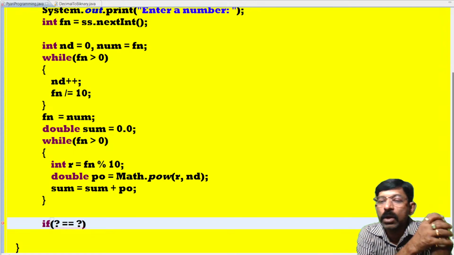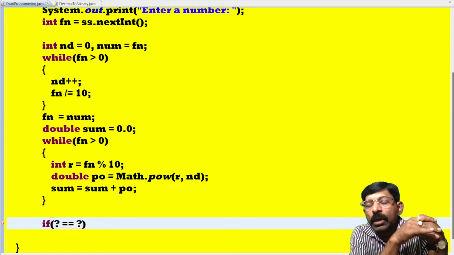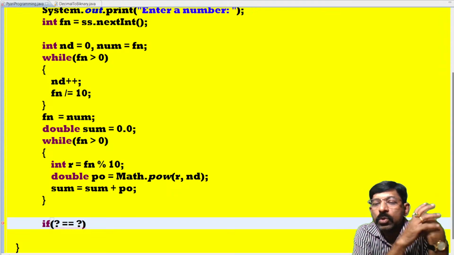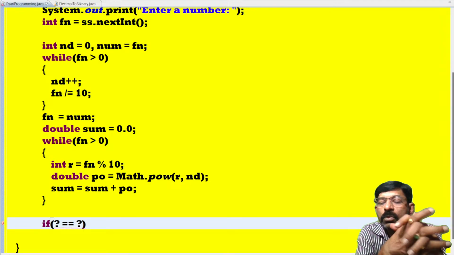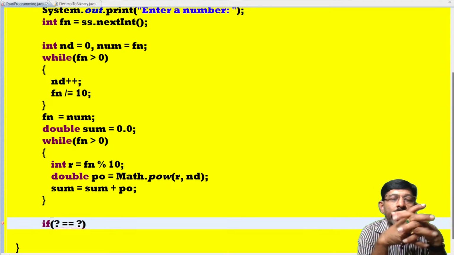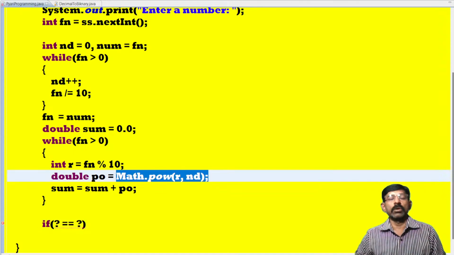What should be? Sir, why the data type of sum cannot be integer? I think, Sai Subankar, I already told Subhasmita that we can take int, we can take double also. Math.pow return type is double. I don't want to do typecasting, so that's why I have taken double. If you want to take int, you will use explicit typecasting over here.